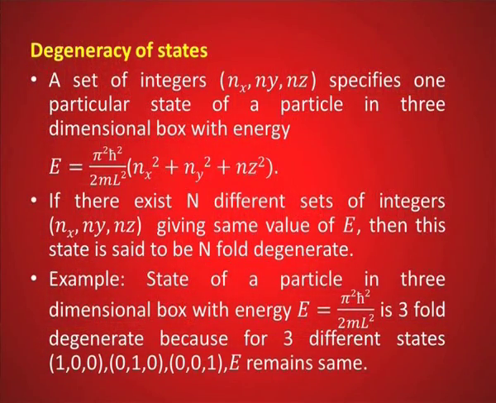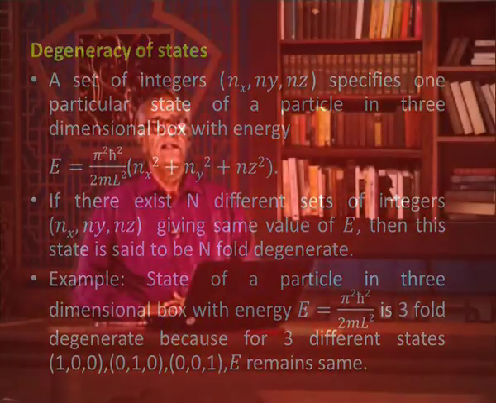It means for the same E, we should have more than one psi. If this is the situation, then it is a degenerate situation. For example, the state of a particle in 3-dimensional box with energy E is pi square h bar square upon 2 m L square is 3-fold degenerate, because for 3 different states 1 0 0, 0 1 0, 0 0 1, E remains the same. This is the idea of the degenerate case. So, in the 3-dimensional box we have a degeneracy which is not there in the 1-dimensional box.